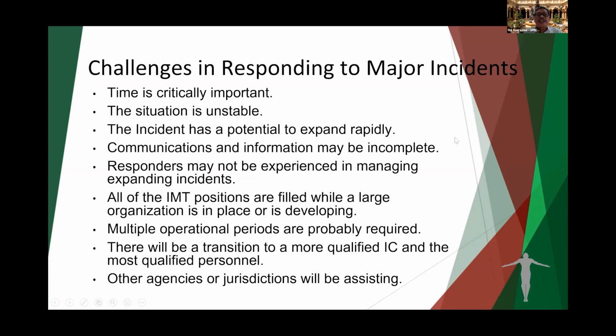Now, some challenges in responding to major incidents are as follows. Sabi nga ng naunang speakers, time is critically important because the situation might be unstable. The incident also has a potential to expand rapidly. Communications and information may be incomplete. Now, also, responders may not be experienced in managing expanding incidents.